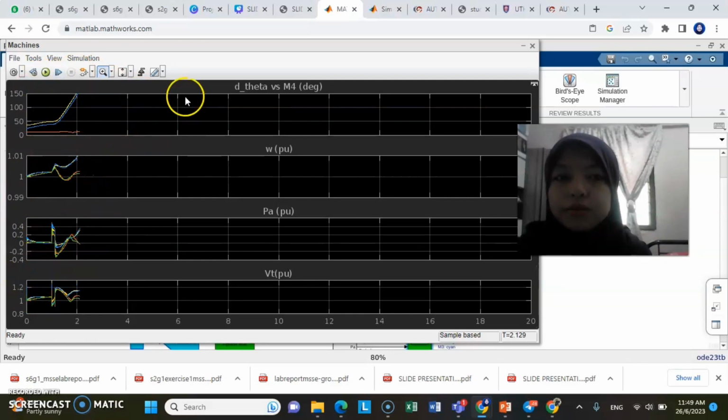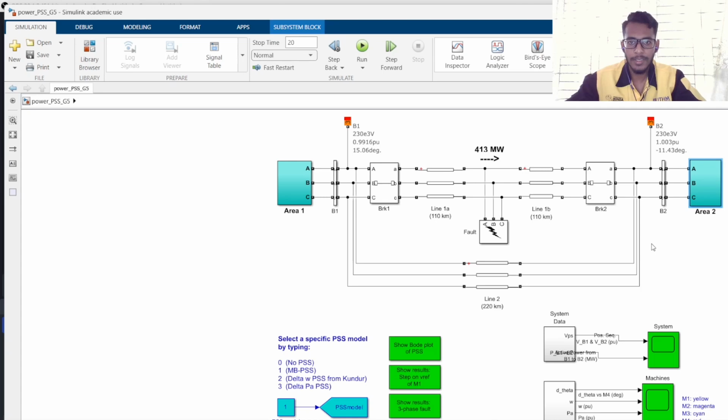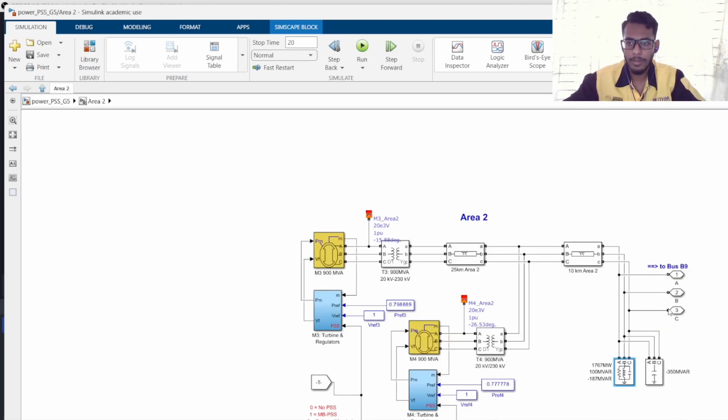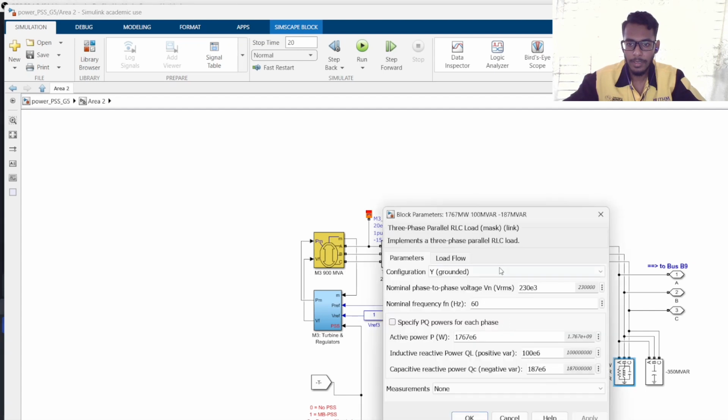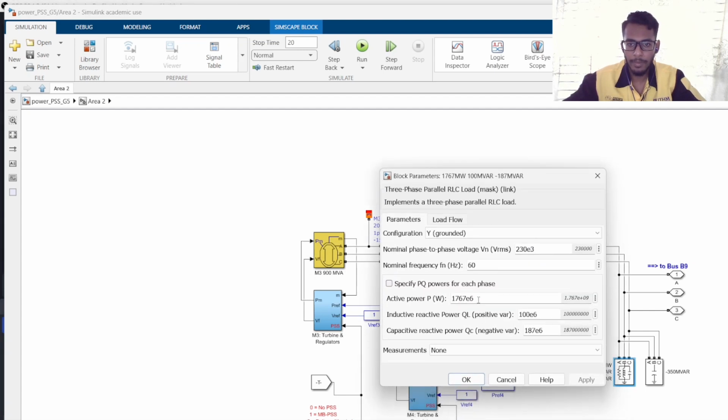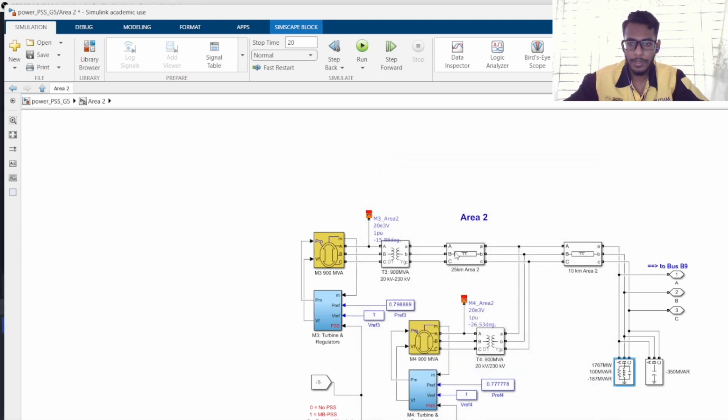Okay, present about the sudden large increment in bus 9. So in area 2 we can search for bus 9, and this is where we will change the active power here, which is 256.2651 E6. So we apply, then we can run the software.